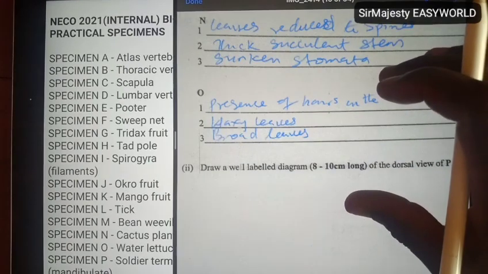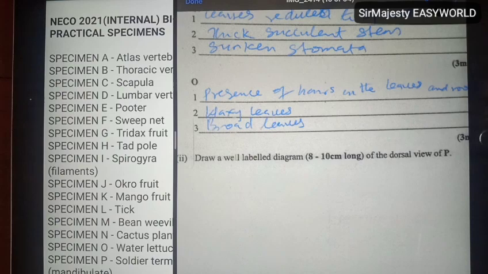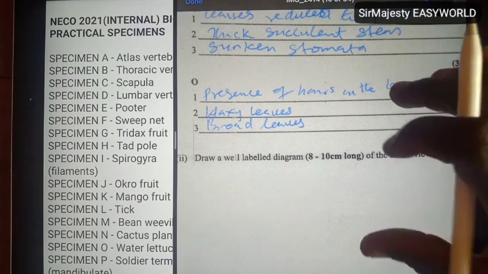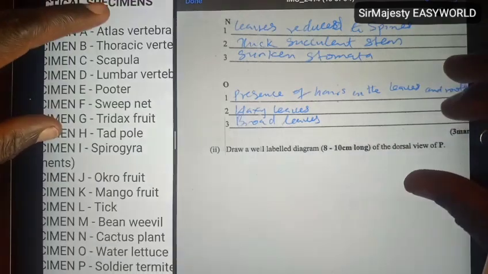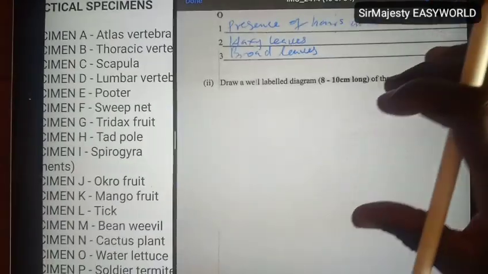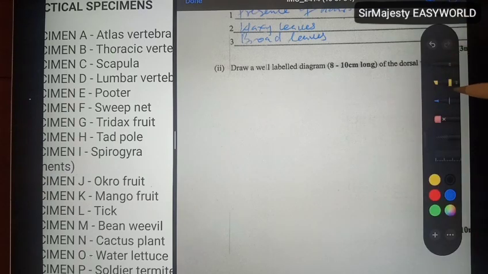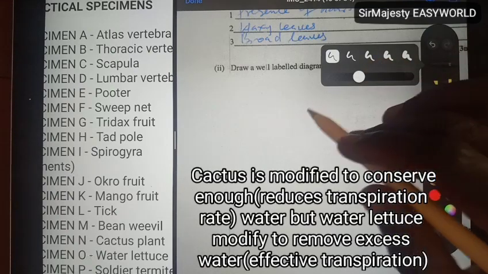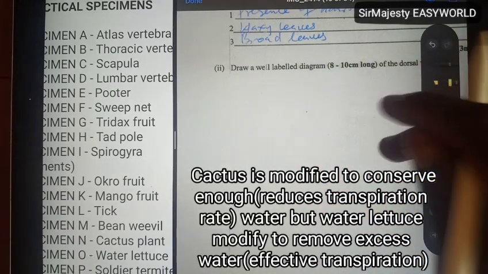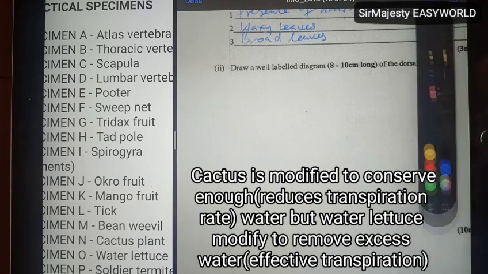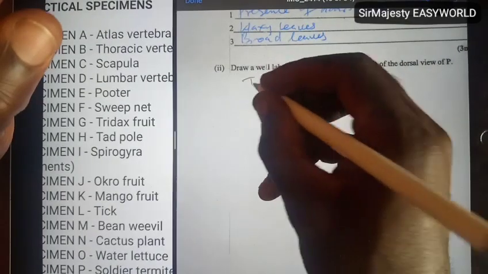Then the last one says draw a well-labeled drawing of 8 to 10 cm dorsal view of specimen P, and specimen P here is soldier termite. They say well labeled, 8 to 10. You still obey your dimensions in drawing. I got my pencil here. In this case I might give you a clue that will help you in the drawing. First, remember your title, you must give a title. Just write dorsal view of soldier termite or specimen P.